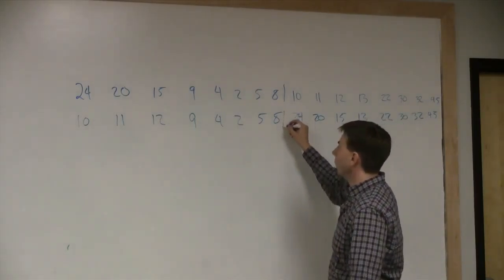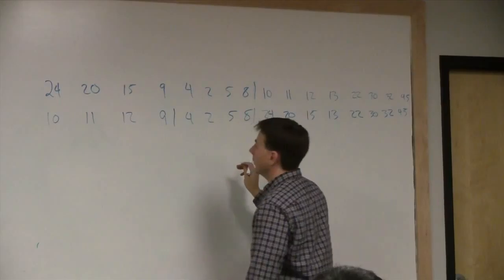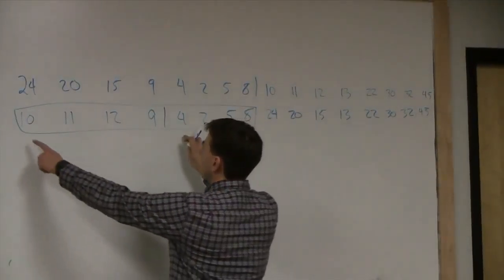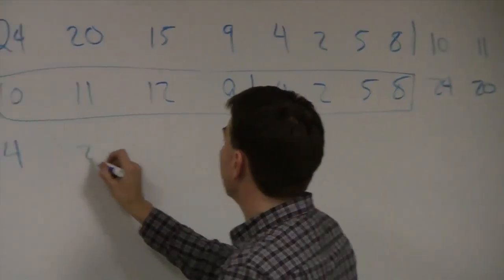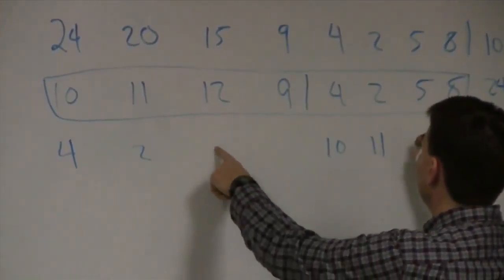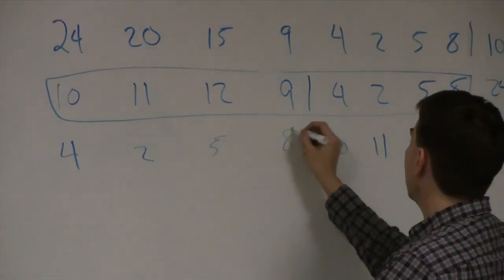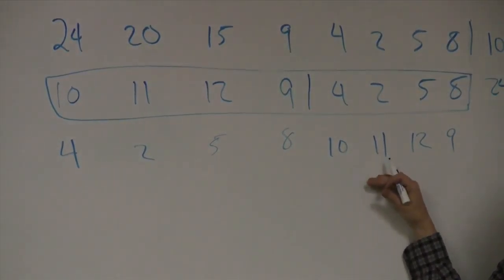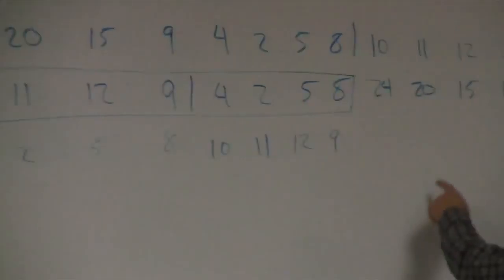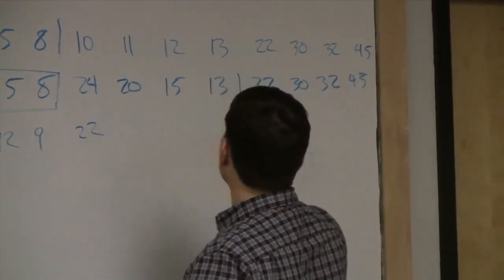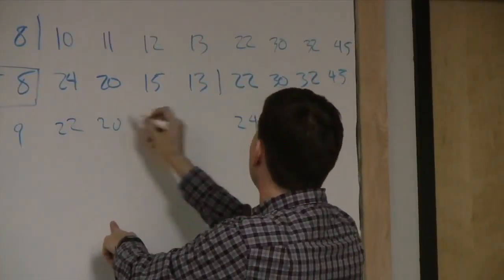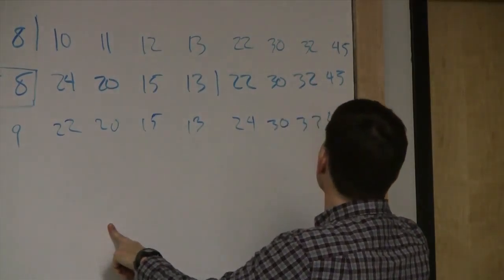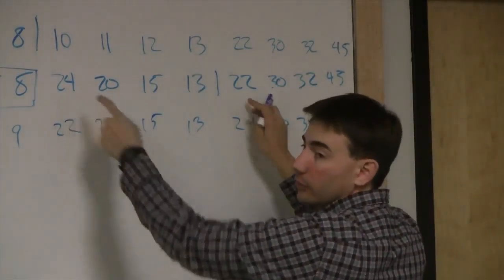Okay, so maybe I'll do one more round of this here just to show you how it works. Now I'm comparing just this half of the data. And I compare 4 and 10. I should get 4, 2 and 11. So the 10 went here, the 11 went here, 5 here, 12 here, 8 here, 9 here. Again, the smaller half of the numbers are all here, the larger half are all here. I can do the same thing with this half. I'm going to split here. I get 22 and 24, 20, 30, 15, 32, and 25. So I haven't moved much here. I only swapped the 22 and the 24.